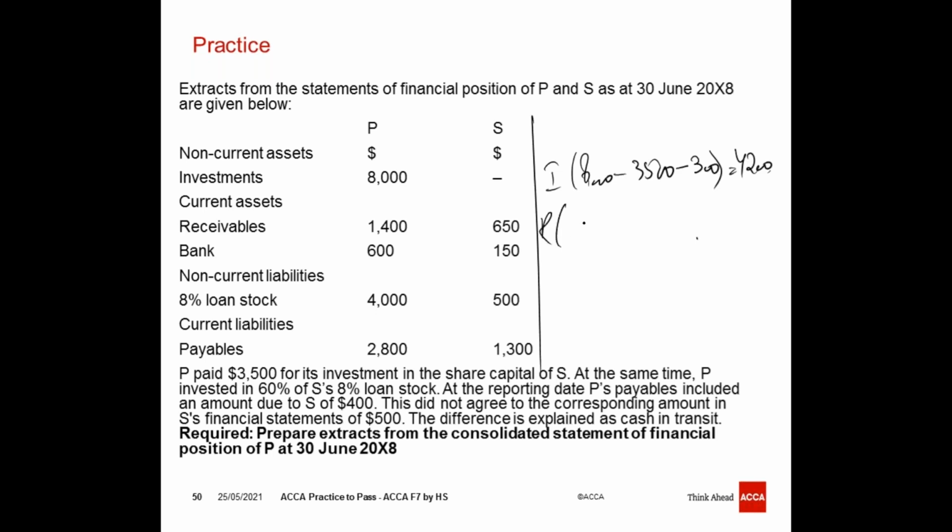For the receivable side, there will be 1,400 plus 650 minus 100 plus minus 400 for the receivables. For the bank, we need to add 600 plus 150 plus cash in transit of 100. For the loan stock, the amount will be 4,000 plus 500 minus intercompany transaction of 300.